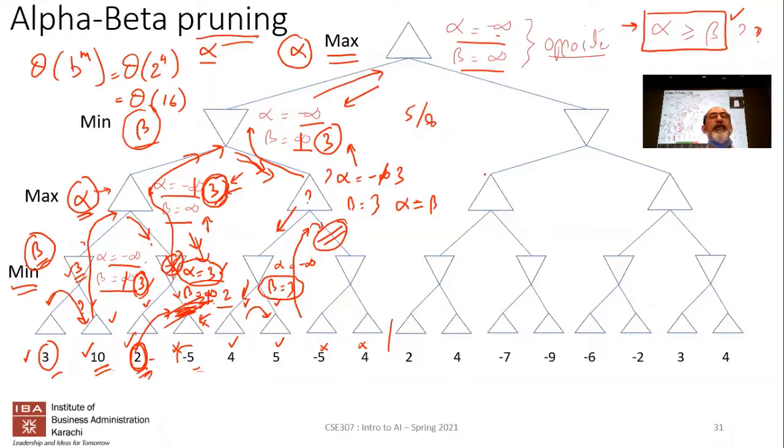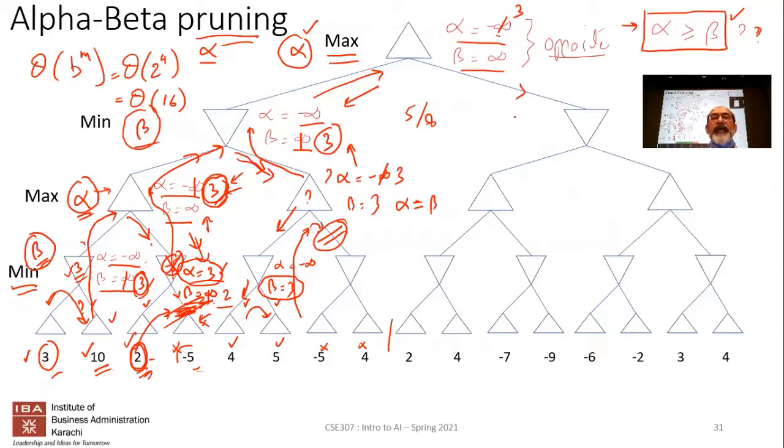Now what are we going to do? Alpha is going to be changed to 3. So is 3 greater than or equal to infinity? Before we go here, is 3 greater than or equal to infinity? No, unfortunately not. So we have to evaluate this portion as well.